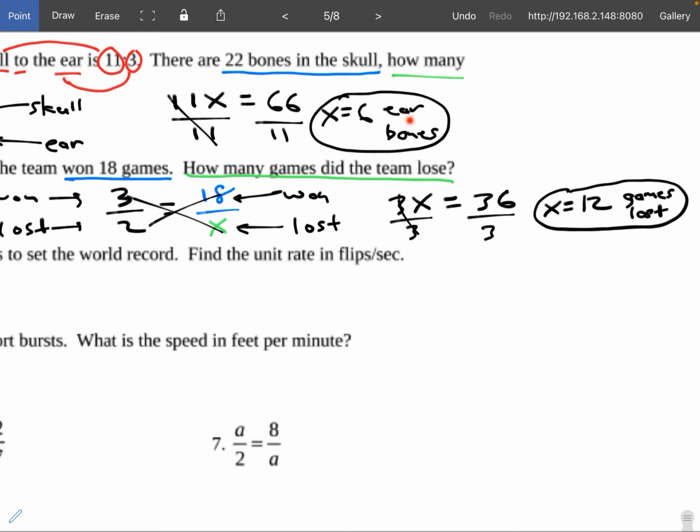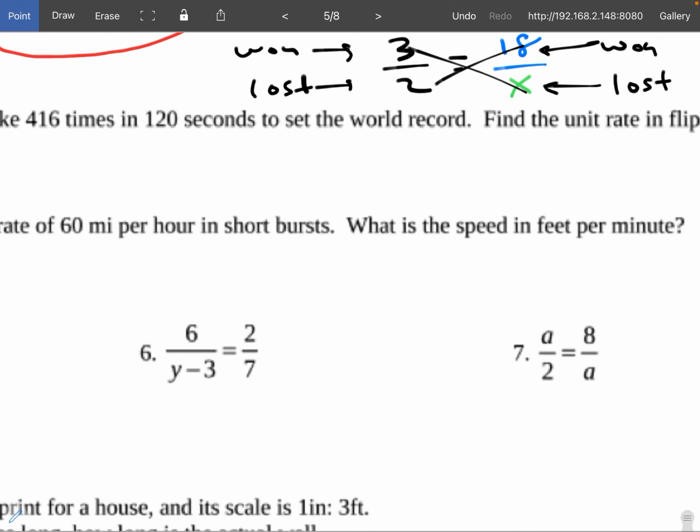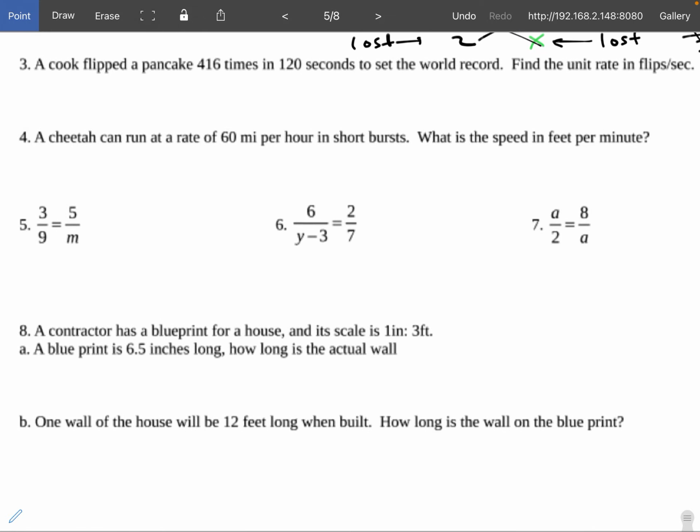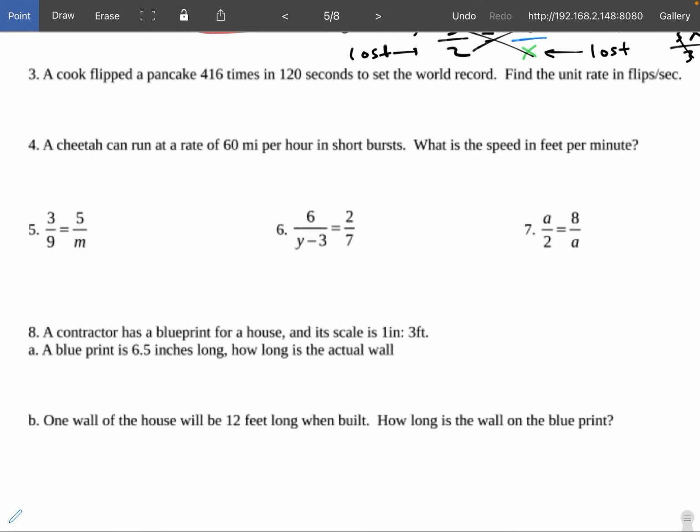And again, on these problems, we don't want to just write 12. We want to say 12 games lost. Same thing with the previous one. Up here, you just don't want to say X equals 6. You want to say that there's 6 ear bones. All right? You guys good so far? Yeah. Let's try this one.